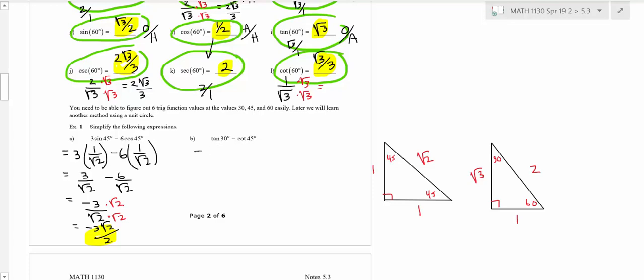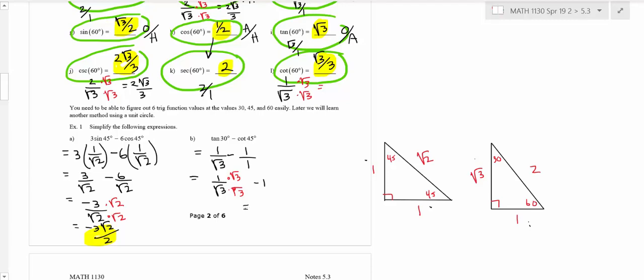The next one we have is the tangent of 30. The tangent is opposite over adjacent, so the tangent of 30 would be 1 over square root of 3. Then the cotangent of 45. The cotangent is adjacent over opposite, so that would be 1 over 1. You want to build these as you go, but you could also refer to the answers we already got. What I'm going to do is rationalize the denominator on 1 over square root of 3. And then we have minus 1.